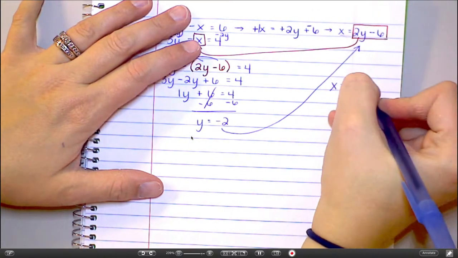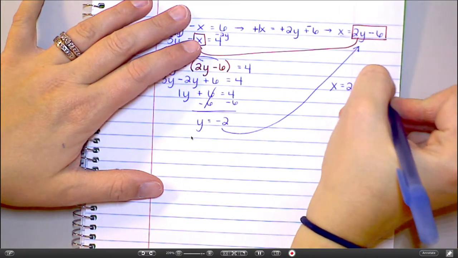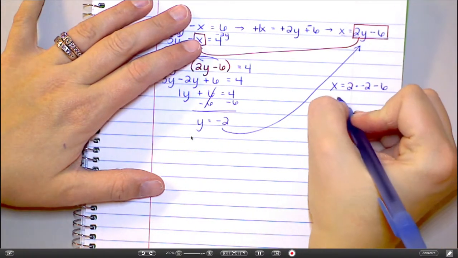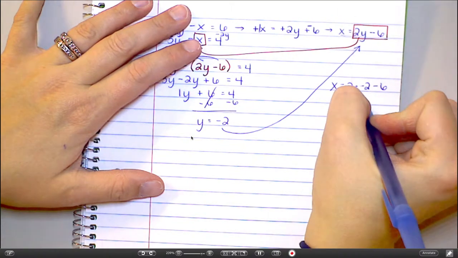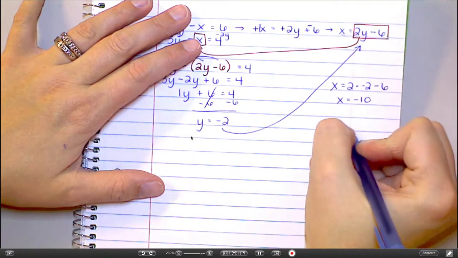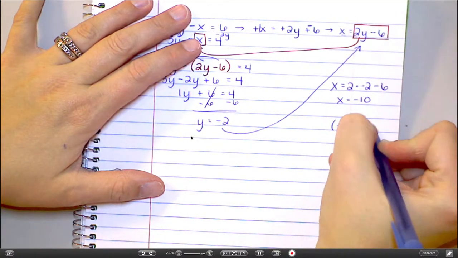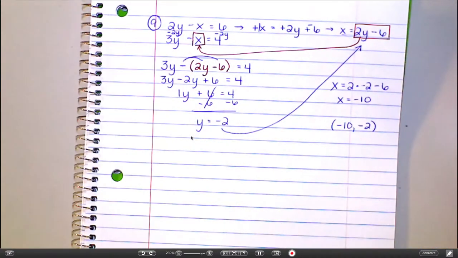It says x equals 2y, so 2 times negative 2, minus 6. Let's see, that's negative 4 minus 6, which is negative 10. So your final coordinate would be negative 10, negative 2. That makes sense? Cool.